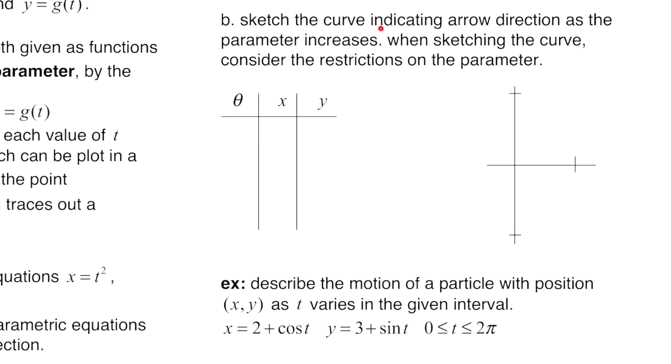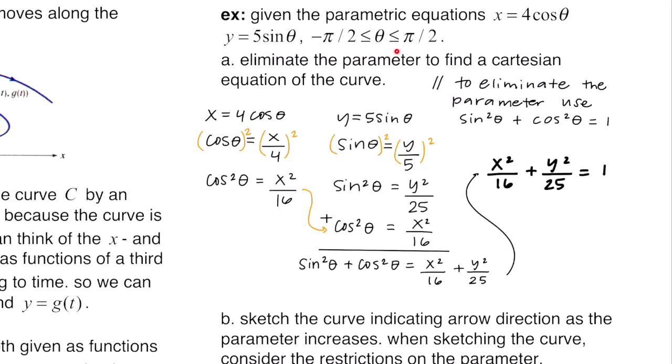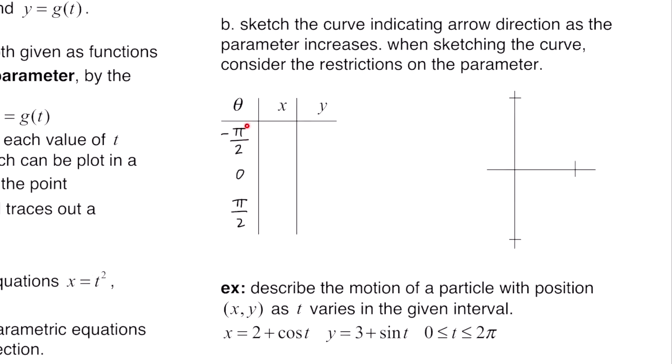Part B says sketch the curve indicating arrow direction as the parameter increases. When sketching the curve, consider the restrictions on the parameter. So if we look back up here, we have our parameter restrictions. Theta is between negative pi over 2 and positive pi over 2. So theta starts at negative pi over 2, so think about here's your x-axis and your y. We're starting down at negative pi over 2, and then as we move in this direction, we get to 0, and then we go up to pi over 2. So we have negative pi over 2, 0, and then pi over 2.